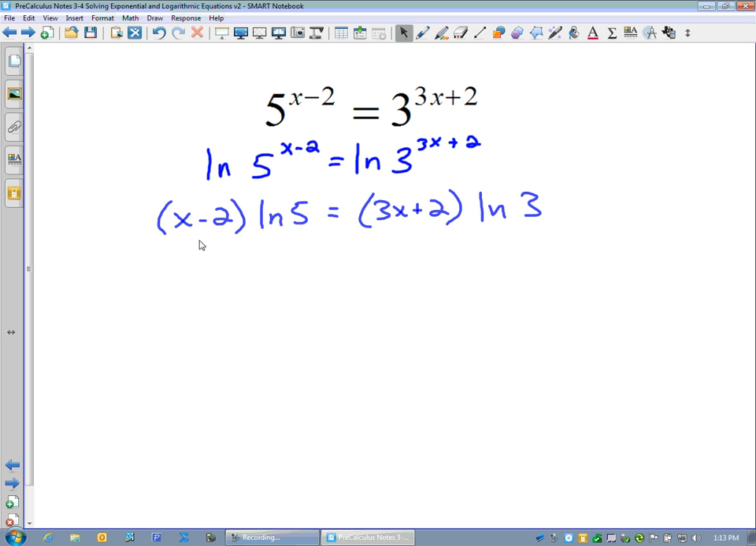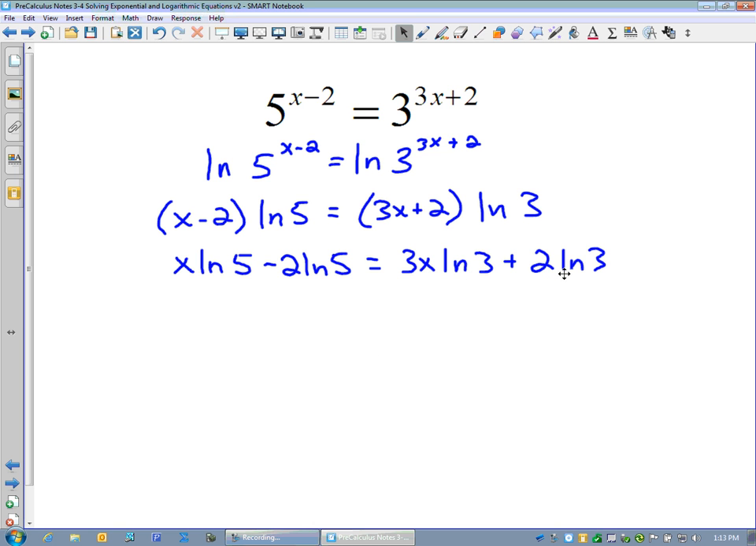So that gives us the quantity x minus 2 times natural log of 5 equals the quantity 3x plus 2 times natural log of 3. Now, it might be confusing as to where to go here, but remember, natural log of 5 and natural log of 3 is just a number. So I'm going to distribute here. And when I distribute, I'm going to get x natural log of 5 minus 2 natural log of 5. And when I distribute here, I'm going to get 3x natural log of 3 plus 2 natural log of 3.